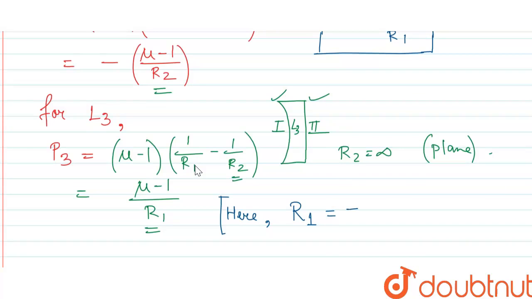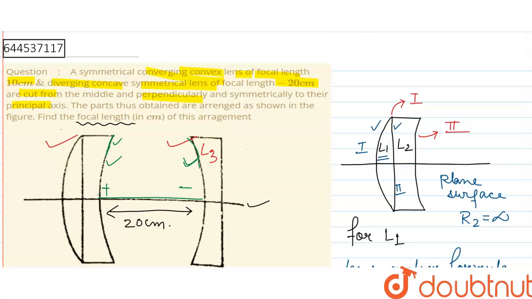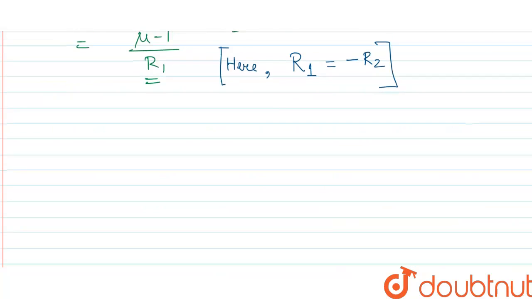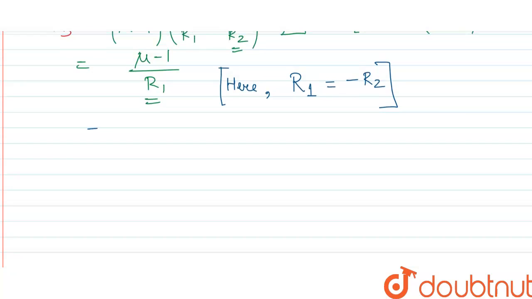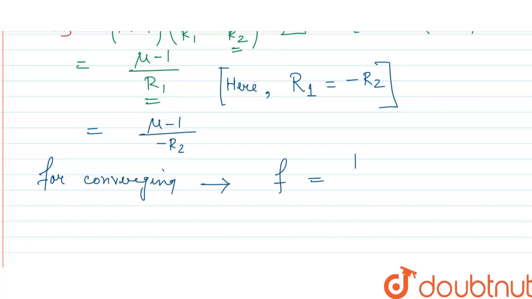So here R1 will be minus R2, because it is already explained that for this surface, the radius of curvature is positive, and for this surface it is negative. So that's why we have written here R1 is equal to minus R2. Clear? Now see, for converging, F is equal to R1 by 2(mu minus 1).